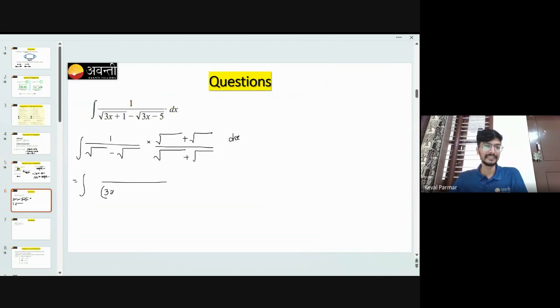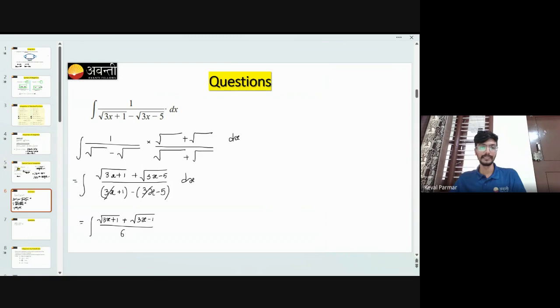So I will get 3x plus 1 minus 3x minus 5. And in the numerator, 1 into this, that means I will get under root of 3x plus 1 plus under root of 3x minus 5. Now in the denominator, we can easily see plus 3x minus 3x will get cancelled. So in the denominator, we will be getting 1 minus minus 5, that is plus 5. So that is 6.